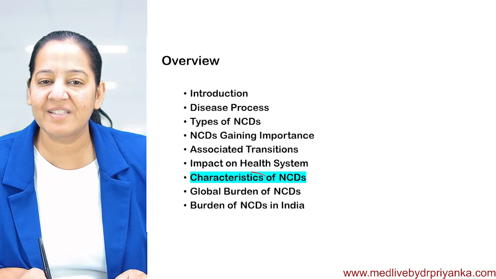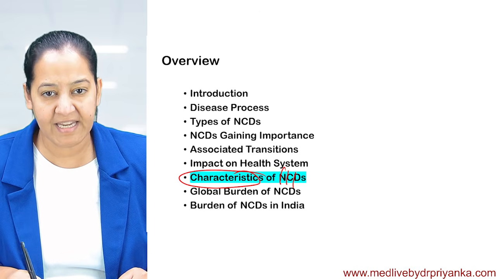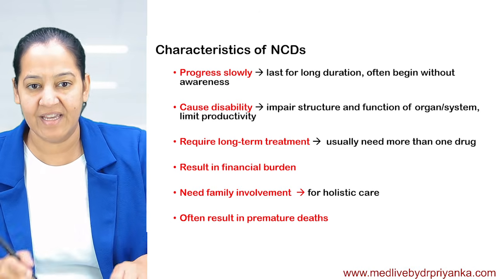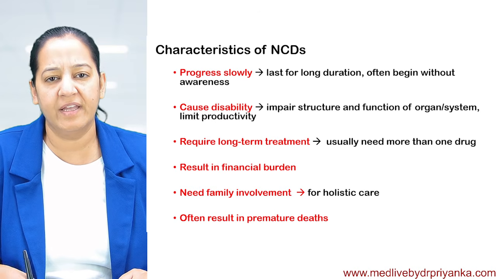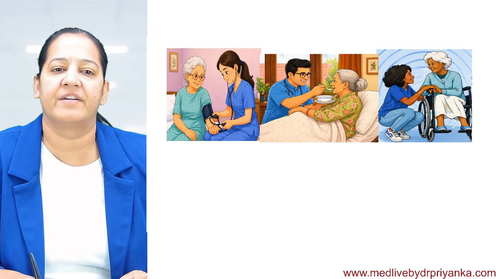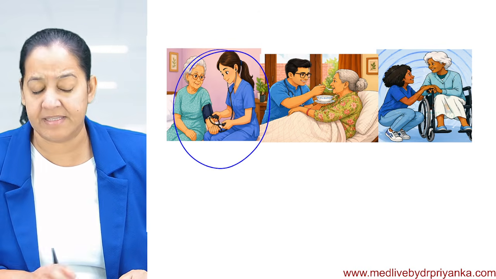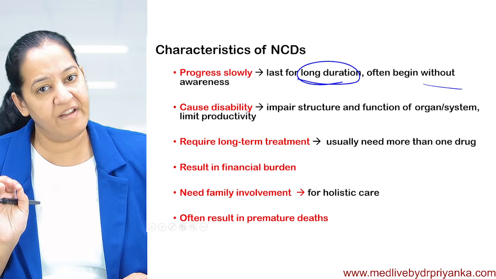What are the characteristics of NCD? Can you enumerate the characteristics of non-communicable disease? These are the characteristics. They are very slow. They last for a long duration, for years, without awareness. The person is having these NCDs, but is not aware for years and years that they have any NCD. They are very slow in progression.